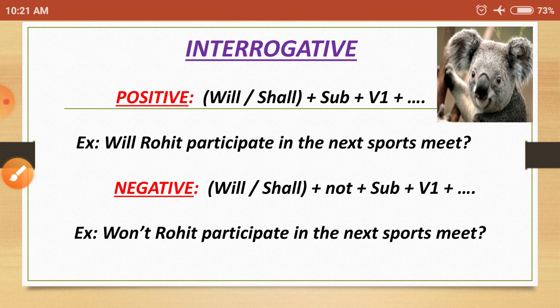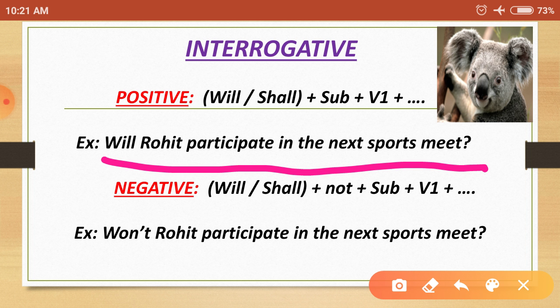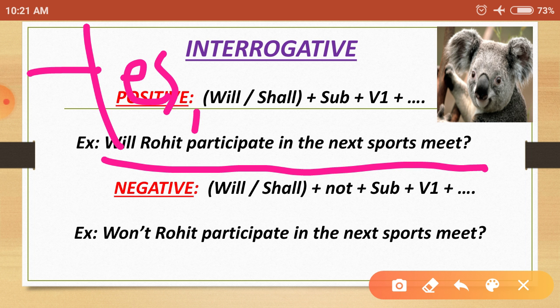Okay. In the affirmative statement, what we have seen is: Rohit will participate in the next sports meet. For the negative statement: Rohit will not participate in the next sports meet. But in the question type, the will should be placed first. Okay. So, will Rohit participate in the next sports meet? Yes. Rohit will participate in the next sports meet. Like that your answers must be.